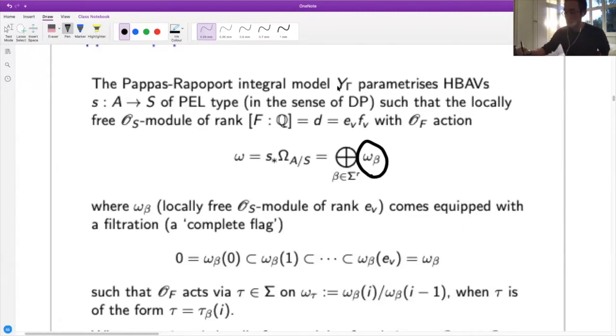this integral model parameterizes those where omega_eta of rank e_V comes equipped with a filtration or complete flag, where the i index, the 1 would indicate the rank is 1, e_V would indicate the rank is e_V. So this is the top piece. And the key piece of information is that O_F acts via tau on this graded piece, when tau is of the form (eta, i).